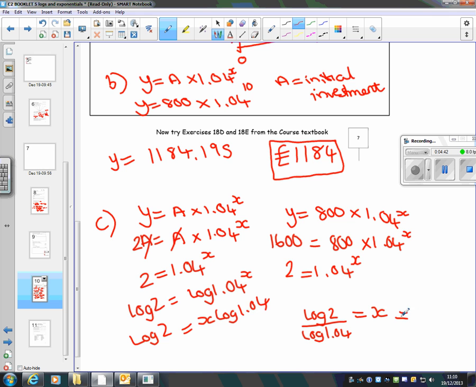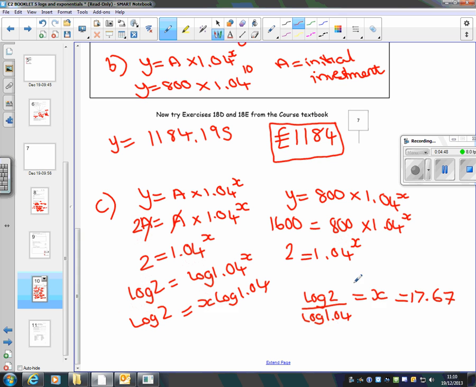That gives us 17.67. So after 17 years it wouldn't quite have doubled, so we need to round up. So it's going to take 18 years for us to double any initial value that we put into the savings scheme.